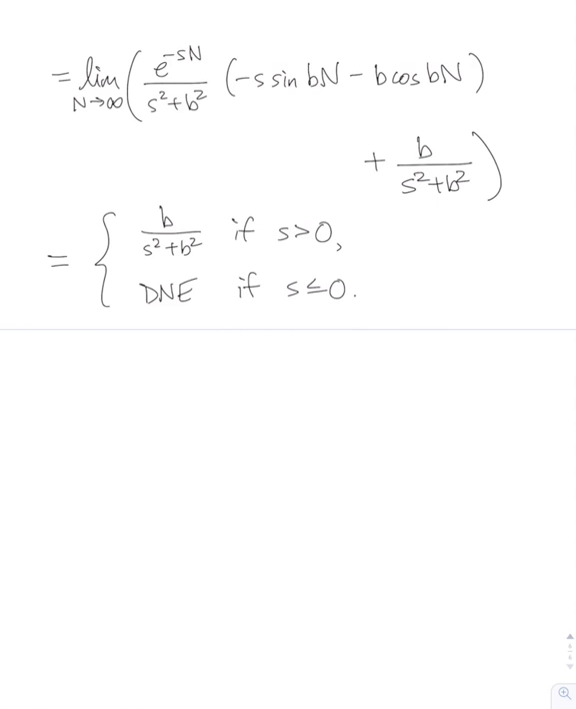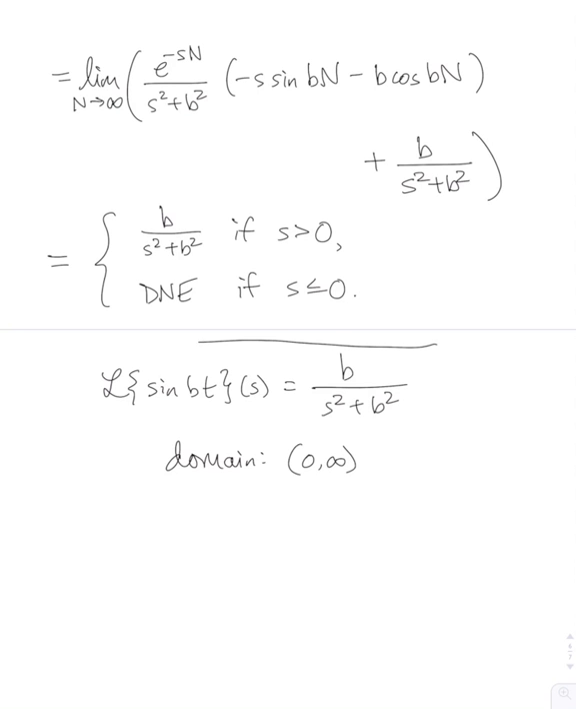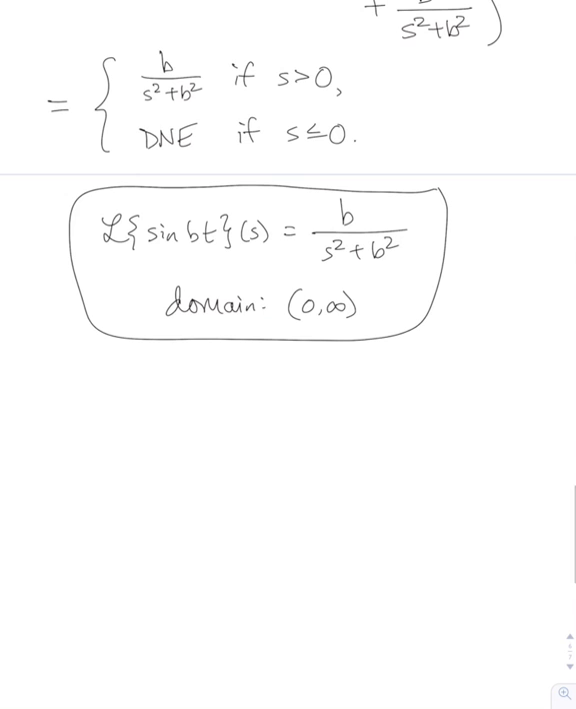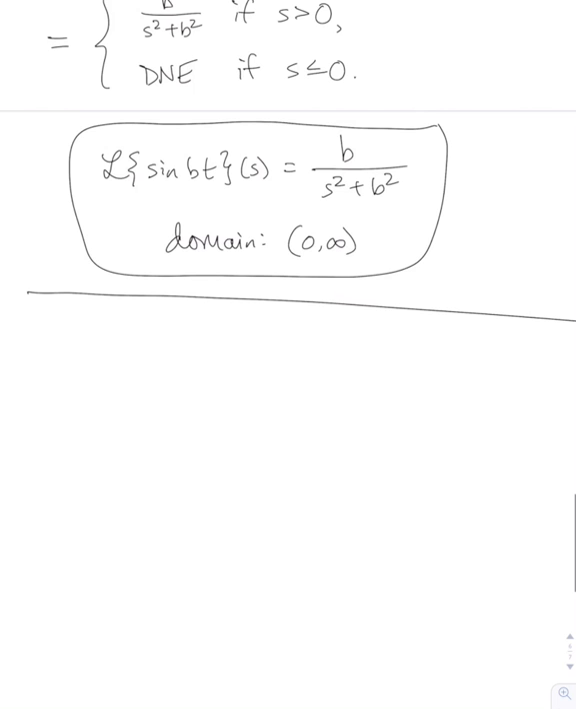So our final answer here for the Laplace transform of the sine of bt, as a function of s, is equal to b over s squared plus b squared, and the domain is all s positive, so the open positive half line. Okay, so those are fundamental examples.